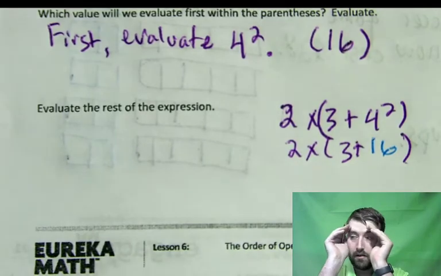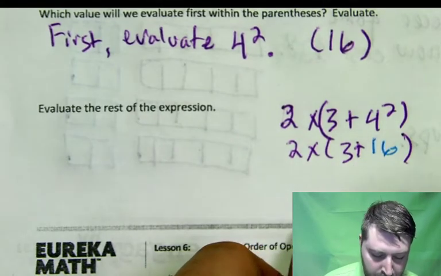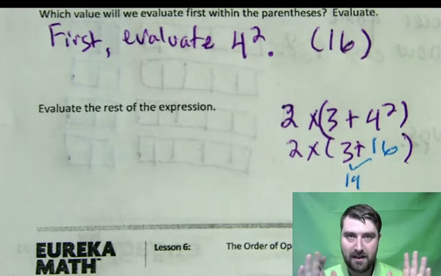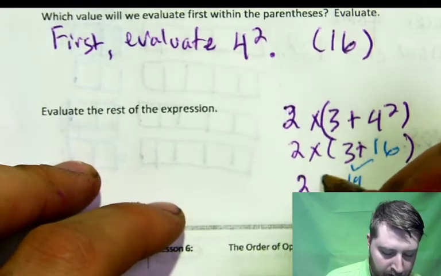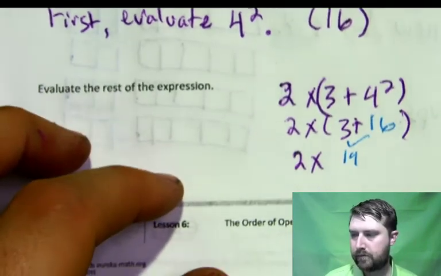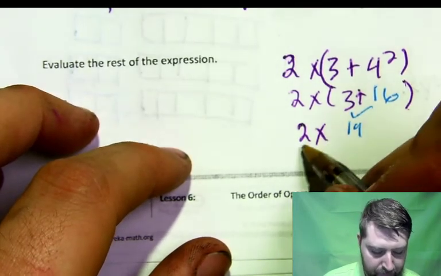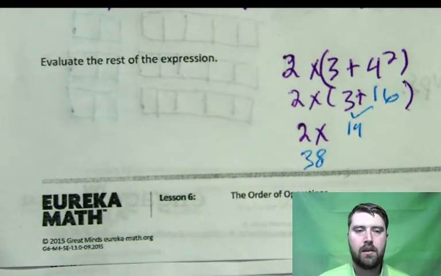There are still things in our parentheses. So we do 3 plus 16 first. That is 19. Nothing else in our parentheses, so our parentheses go away. And we have 2 times 19. 2 times 19 is 38. So our answer is 38.